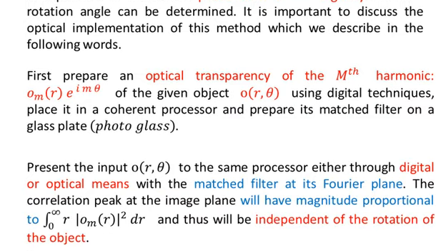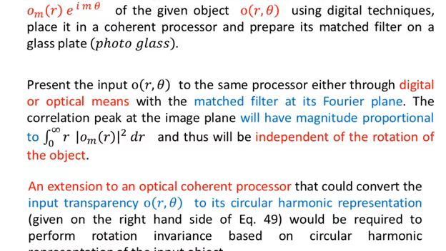First, prepare an optical transparency of the mth harmonic, that is O_m(r) e to the power iota m theta, of the given object O as a function of r and theta, using digital techniques. So first of all, we have to prepare an optical transparency for the mth harmonic of the input object. Place it in the coherent processor and prepare its matched filter on the photoglass or on the glass plate. So you see that up to this point we have constructed the matched filter of this object.